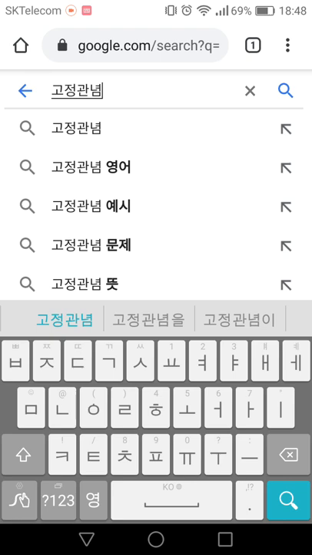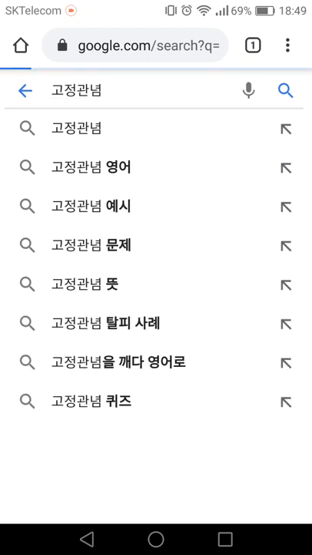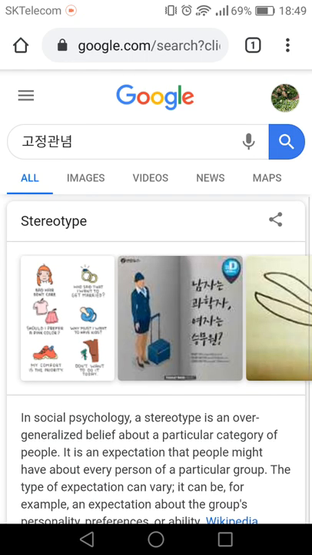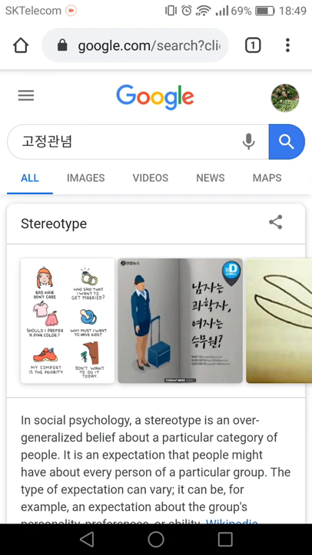So fixed idea. What does it mean? It means someone with a fixed idea. It's a stereotype. I'm sure your guess was as right as mine. Stereotype. So this is very easy. So ko chong, stereotype. You get a point. So kyongnyom is idea, ko chong is fixed, and a fixed idea becomes a stereotype. All right, that was just by the way.